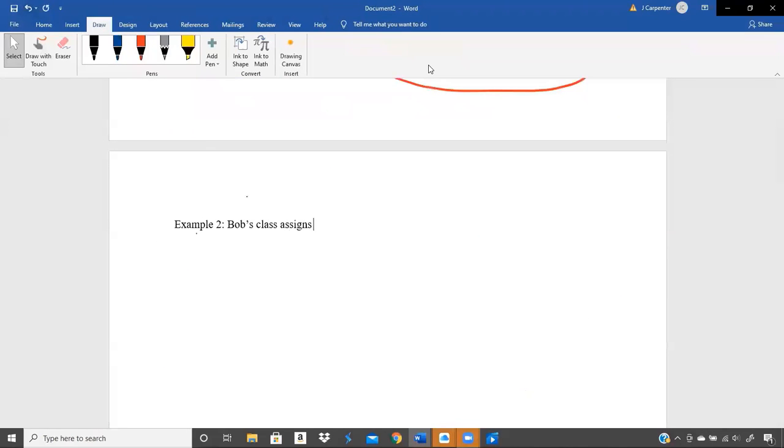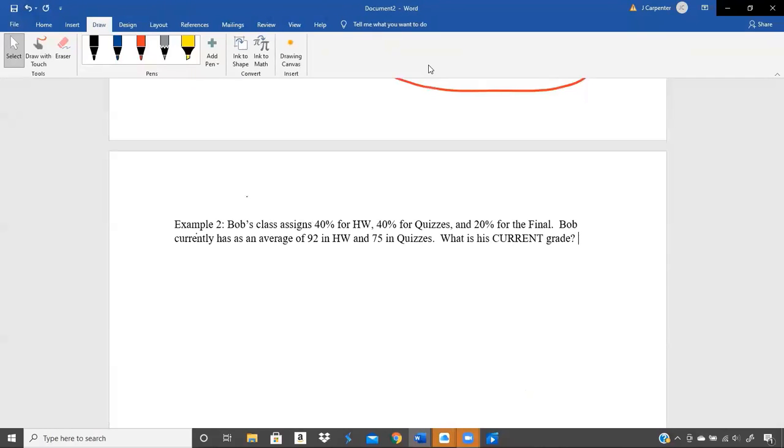Bob's class assigns 40% for homework, 40% for quizzes, 20% for the final. Currently has an average of 92 homeworks, 75 quizzes. What is his current, in all caps for emphasis, grade? It won't always be in all caps later.